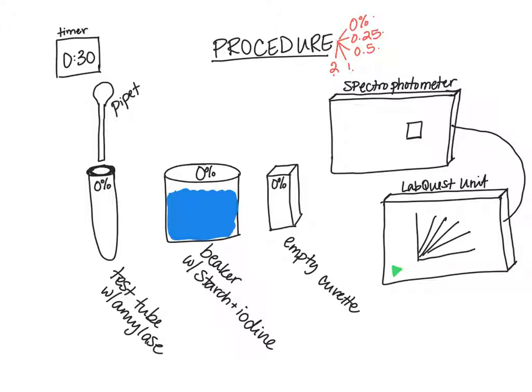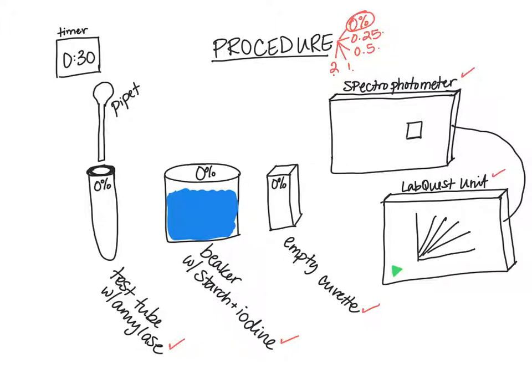So let's start out by talking about how to collect data for 0%. So at the very beginning, you want to make sure that you have everything set up and ready to go. So you should have your test tube with amylase, your beaker that contains the starch and iodine solution, an empty cuvette, your spectrophotometer set up and ready to go, and it should be attached to your LabQuest unit, which has also been programmed and set up and ready to go.